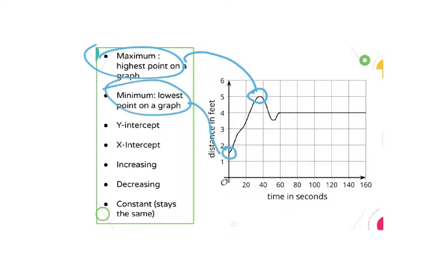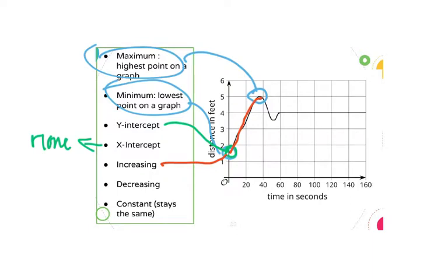All right, y-intercept. The y-intercept right here is also the lowest point on the graph. How about the x-intercept? There isn't one. There's none. The graph, the line doesn't cross the x-axis at all. Where is it increasing? So right here. Increasing.